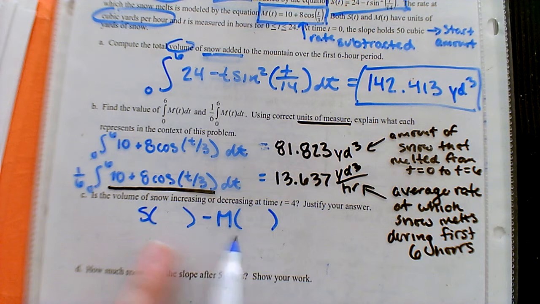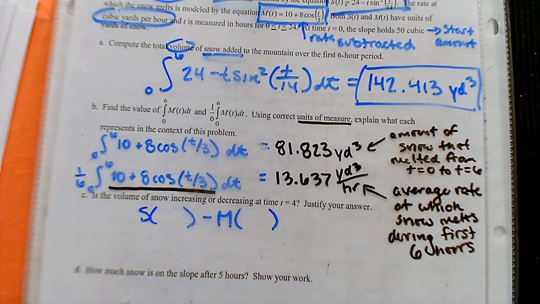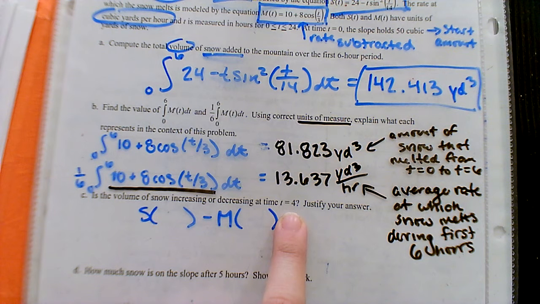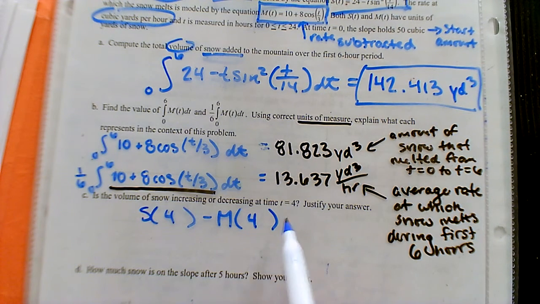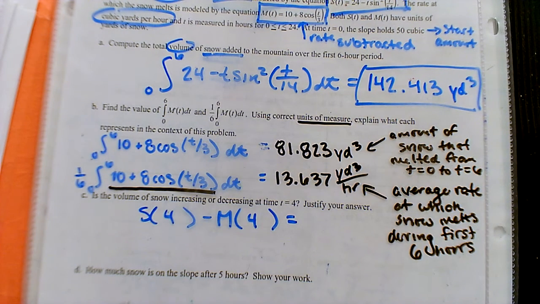So this is basically representing a derivative. You're bringing into consideration both rates, both slopes or derivatives, and they're asking whether the volume of snow is increasing or decreasing at time 4. So let's go ahead and plug in 4 into both of those functions, and we'll see what number we get out, and based on that number, we can probably answer the question.